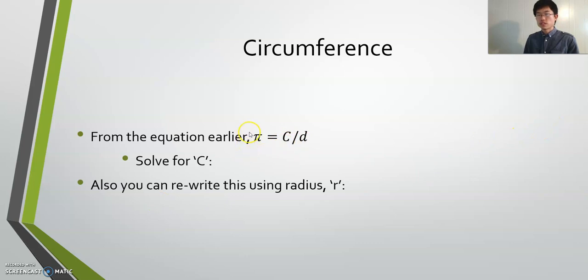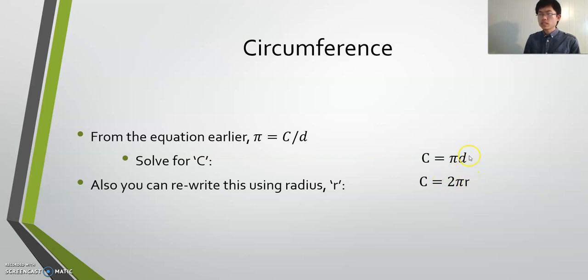From this equation, pi equals c over d, you can look at just the circumference and solve for c to get this: c equals pi times d. This is probably something you've seen in math classes, maybe. Also, instead of using d, you can write the circumference using r, the radius, as 2 times pi times r. 2r, twice the radius, will be the diameter.